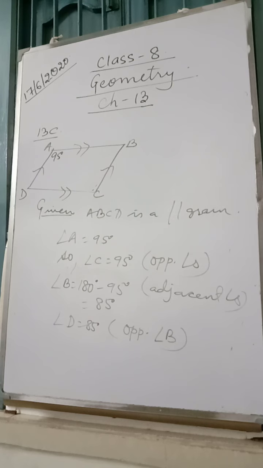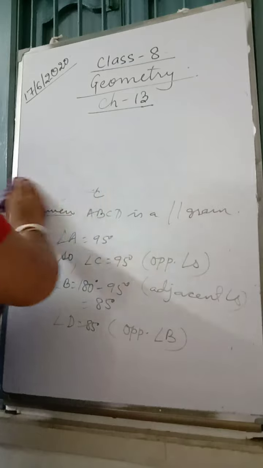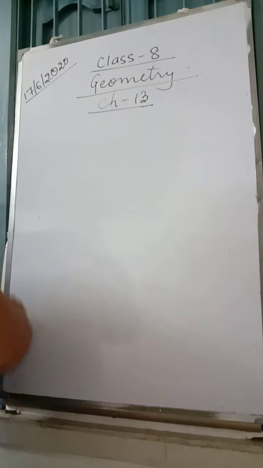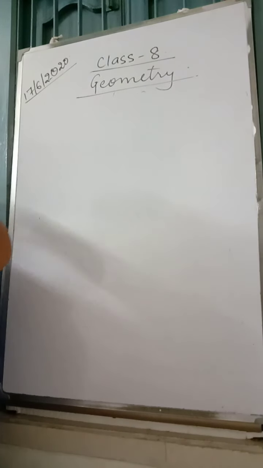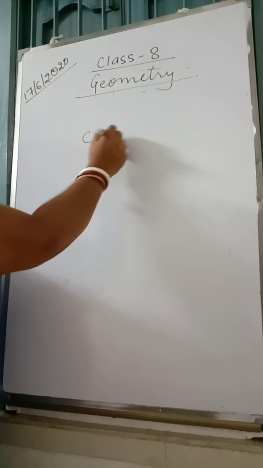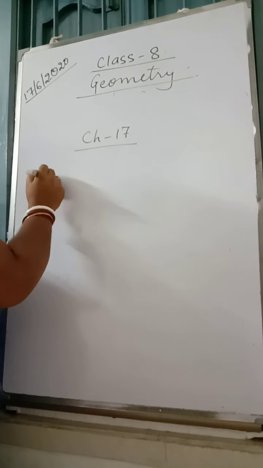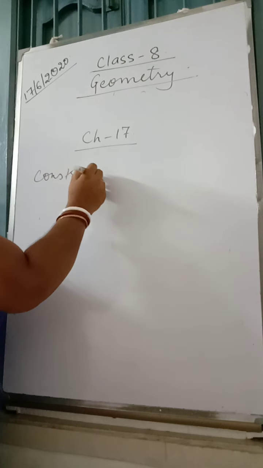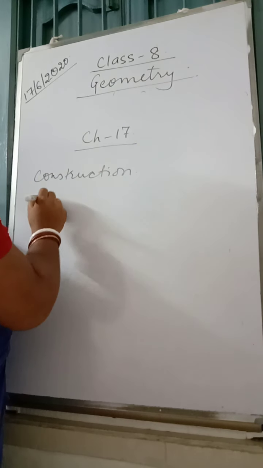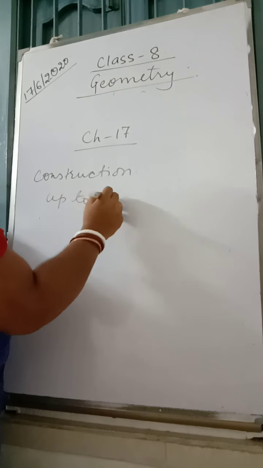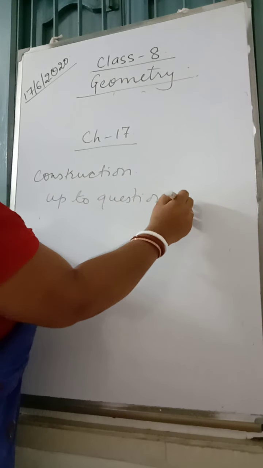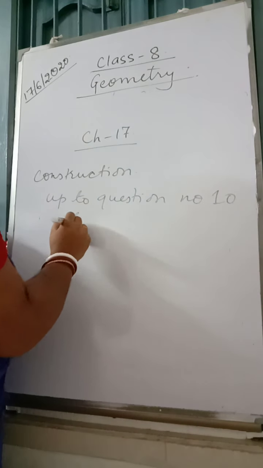And that construction which I have taught you, exercise chapter 17, only up to 10 you have to solve. You don't need to solve more than 10. I have taught you up to 10. All the constructions, up to 10 only you have to solve. Chapter 17, constructions, up to question number 10 has to be practiced.